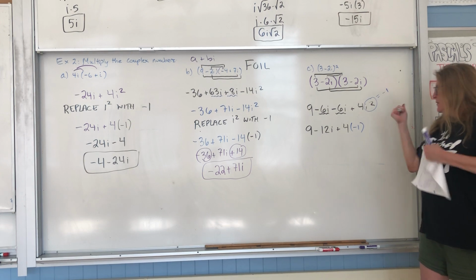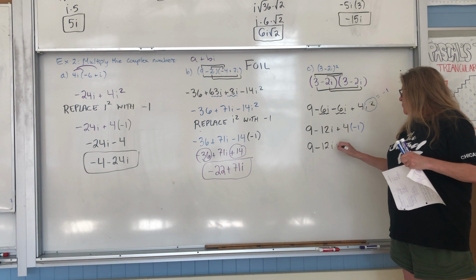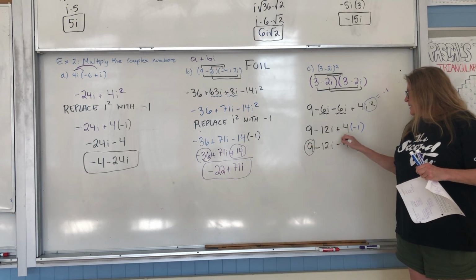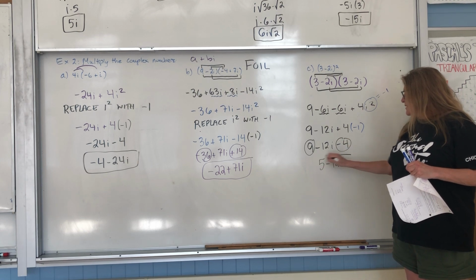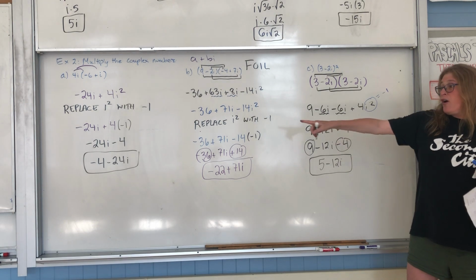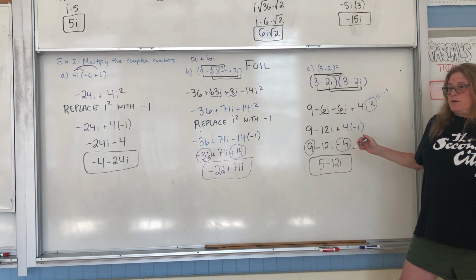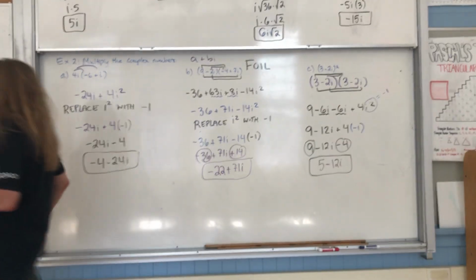Right? So that gives me 9 minus 12i minus 4, which I can simplify, because 9 minus 4 is 5. So I can simplify that to 5 minus 12i. Notice they're all in a plus bi form. All right, guys, we're going to move to the next board. This is super quick. We're almost done.